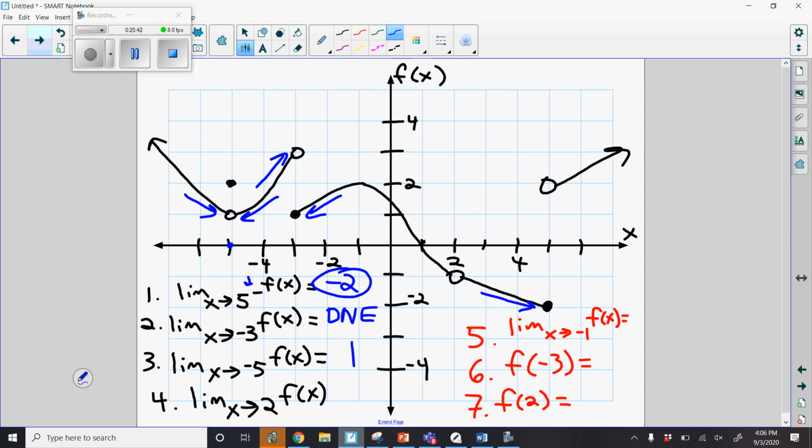How about the limit as x goes to 2? Again, it's not a right-hand or left-hand limit question. I got to check both. From the right side at 2, I approach -1. From the left side at 2, I approach -1. Therefore, my answer here is -1, even though there's a hole.